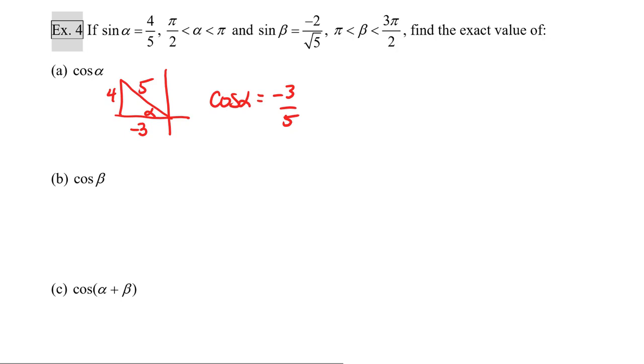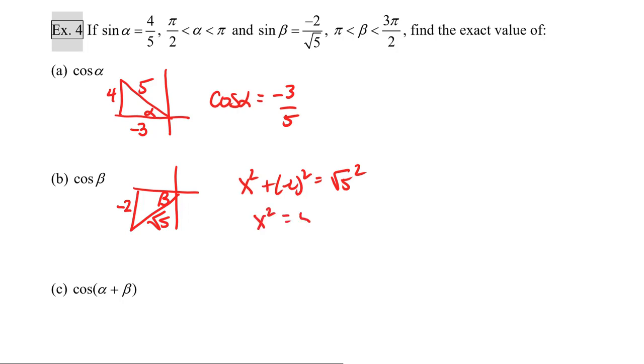I'm going to use the same process, but now I'm going to draw my angle in quadrant 3. So here's beta. The sine of beta is opposite negative 2 over hypotenuse, which is the square root of 5. And to find my missing side, I can say that x squared plus negative 2 squared is equal to the square root of 5 squared, or x squared is equal to 5 minus 4, which is equal to 1, which means x is equal to 1.